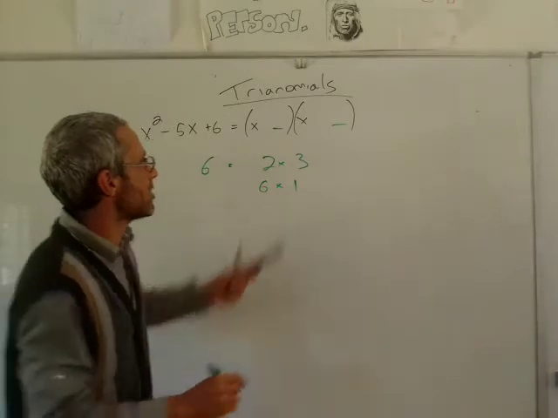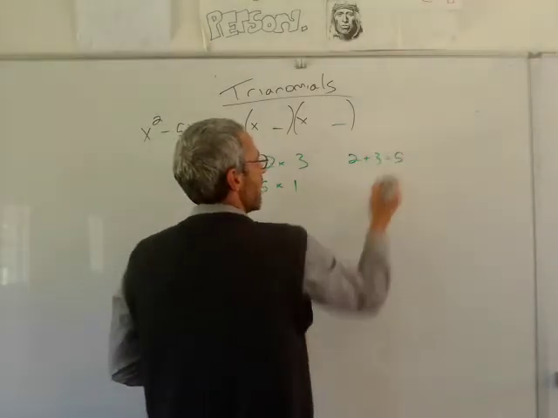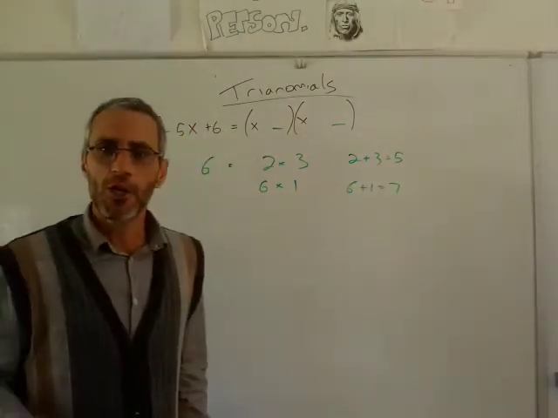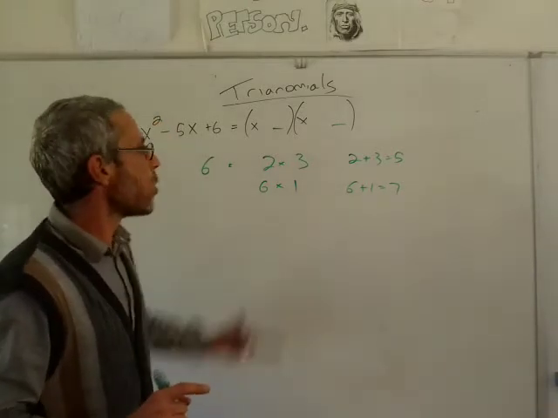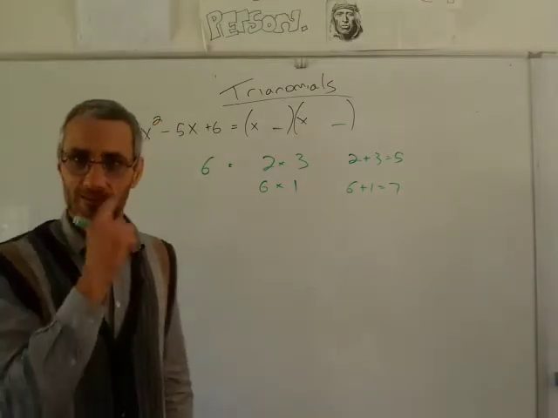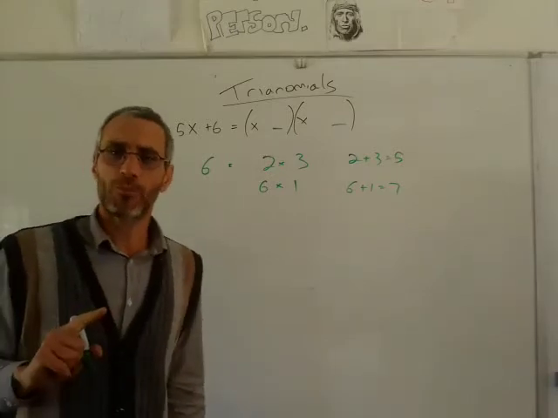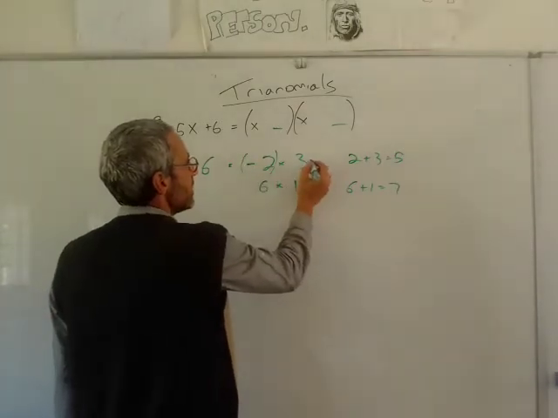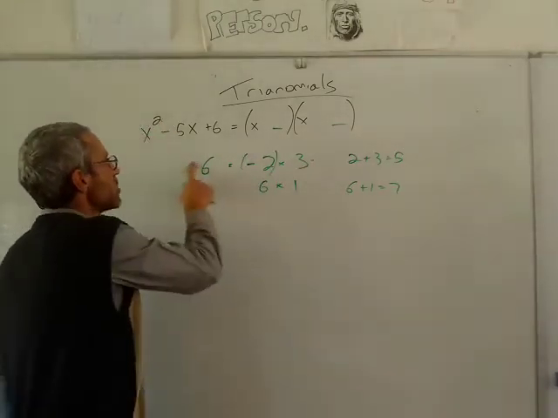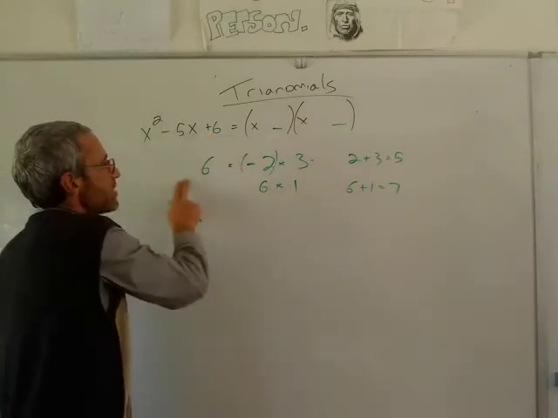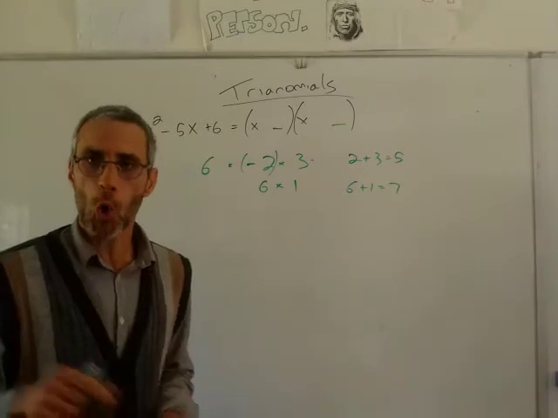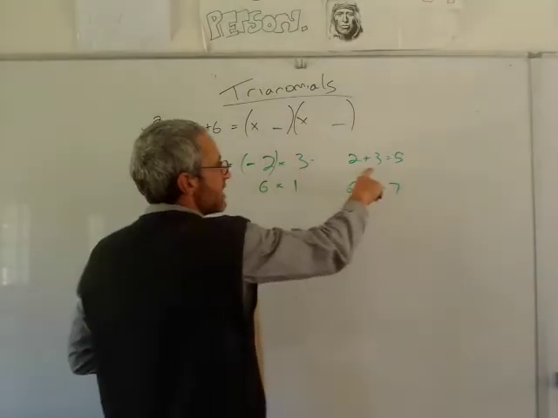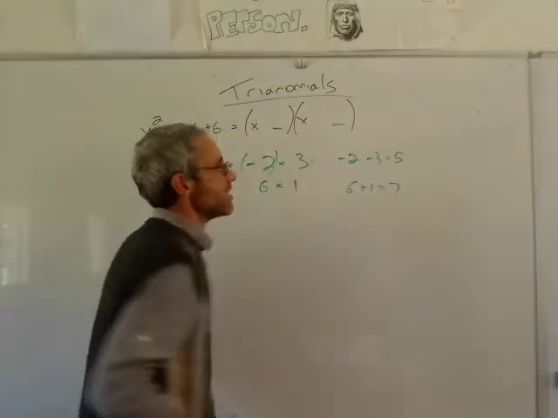Now if I just add 2 plus 3, well, we'll get 5. And if I get 6 plus 1, I'll get 7. And I can't get minus 5. So obviously, in this case, both of these numbers have to be negative. Okay? Why can't one be negative and one positive? Because if one was negative and the other one was positive, then it would be equal to negative 6. So because I've got a positive 6 here, either they're both negative or they're both positive, right? Negative times negative is positive. But when I add them, I get negative numbers, so therefore they both need to be negative.